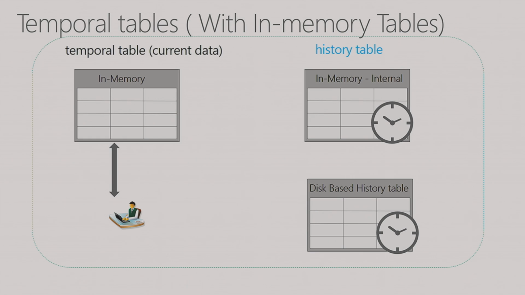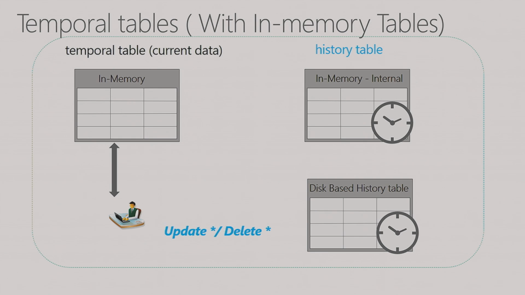Why would you use in-memory OLTP? For fast, low latency type workloads. So if you had to, as part of the same transaction, move the version of the row to an on-disk table, that low latency might not be so low latency. So you have the in-memory internal table because of that.